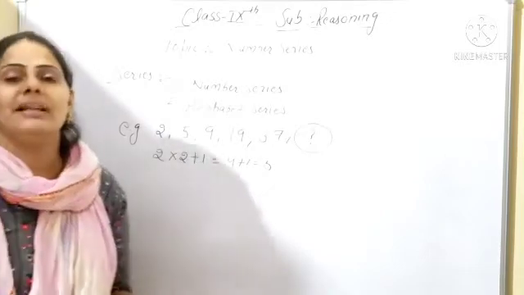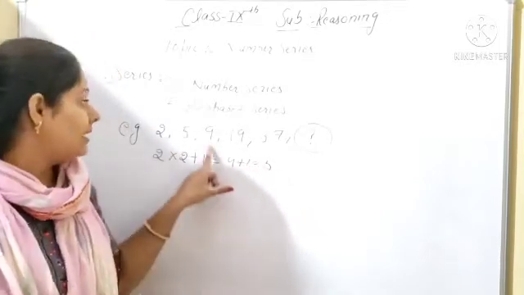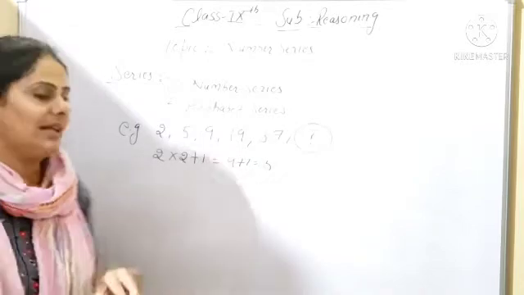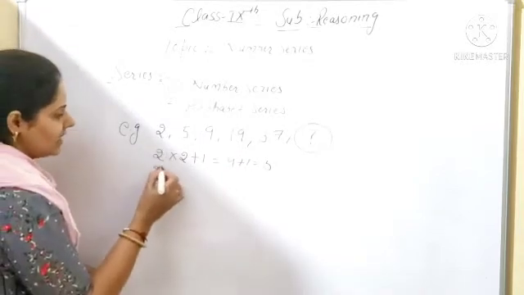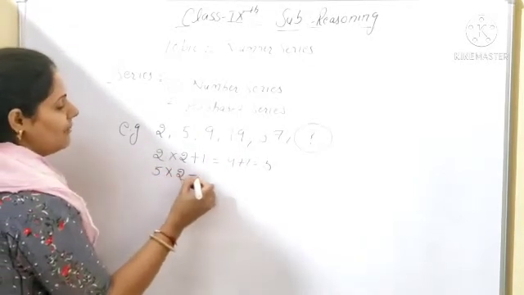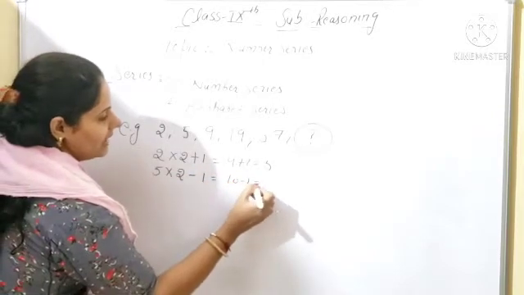5 2s are 10. 10 plus 1 you will get 11. But you have to get 9. Okay. So what will you do? You have to subtract 1. So simply you can say next number is 5, so 5 multiplied 2 minus 1. So 10 minus 1 you will get 9.